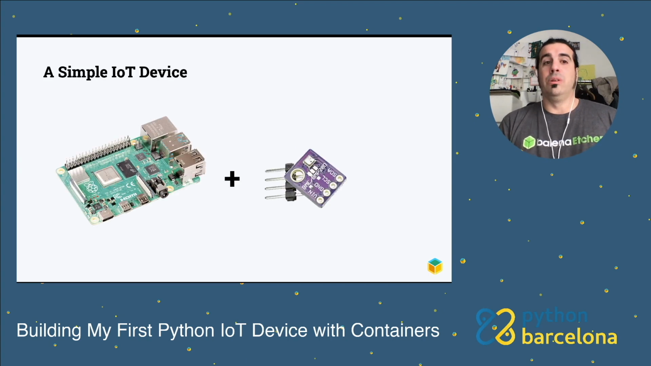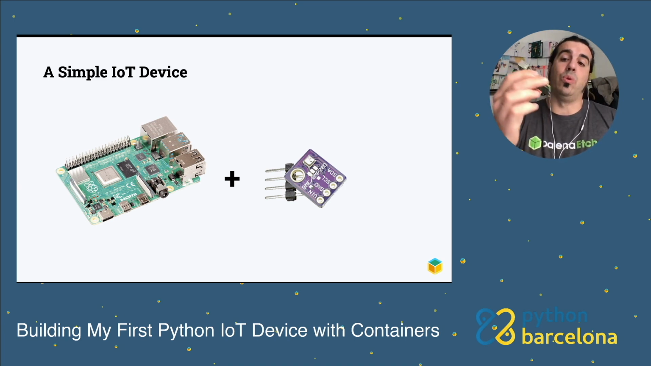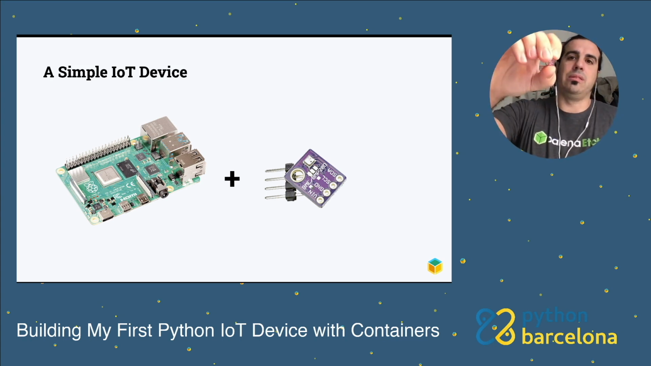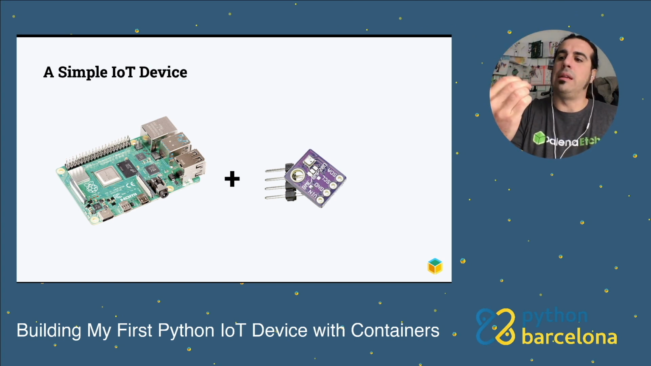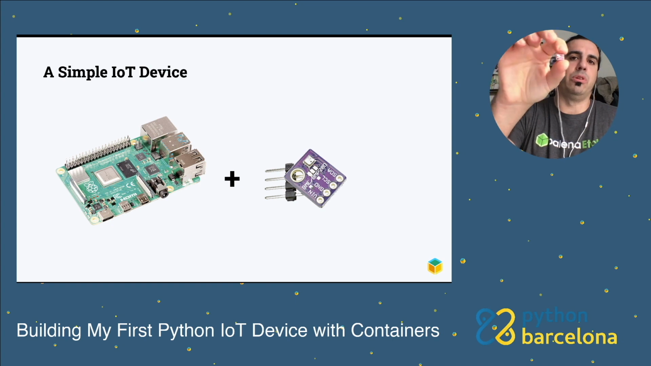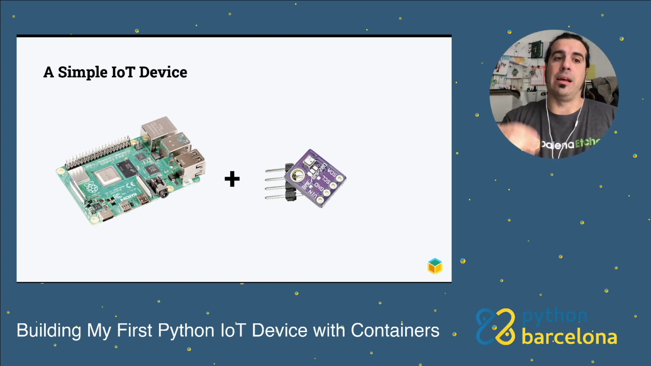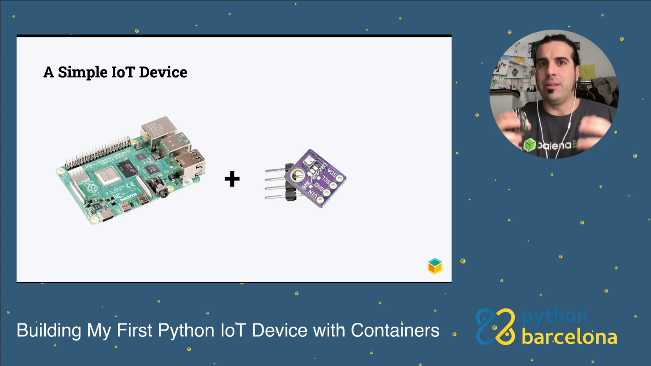So let's start. Let's have a simple IoT device. This is a Raspberry Pi 4. It's a single board computer, which means that it has a CPU, some RAM, and so on. And next to this, there is this sensor. It's a BME280 that has temperature, humidity and some other environmental sensors to tell us what happens around us. If you have a Raspberry Pi 3 or 4 with you at home, grab it, go quickly.